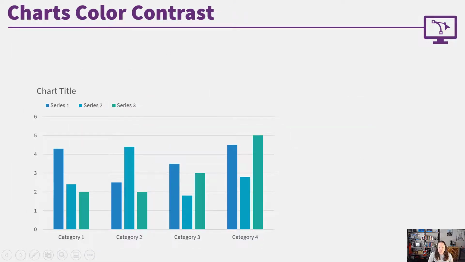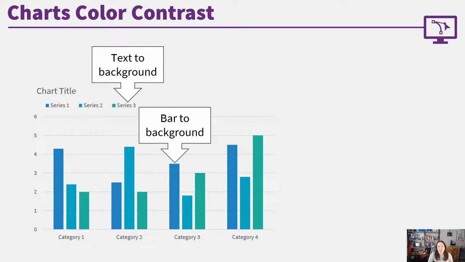Let's talk about charts. Charts have multiple areas in which we need to measure our color contrast. First, for any text, the text to background color contrast needs to be measured. Then we need to measure, in this case, since it's a bar chart, the bar to the background. And we also want to be aware of the contrast between each of the bars when we have multiple series. So when we have multiple colors, we want those colors to be easily distinguishable from each other.